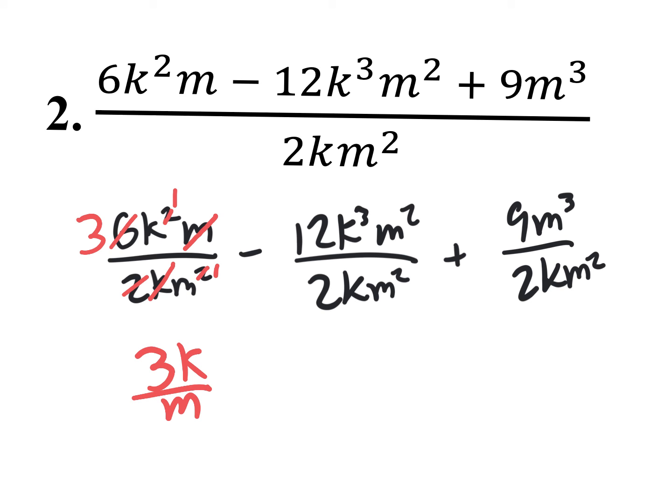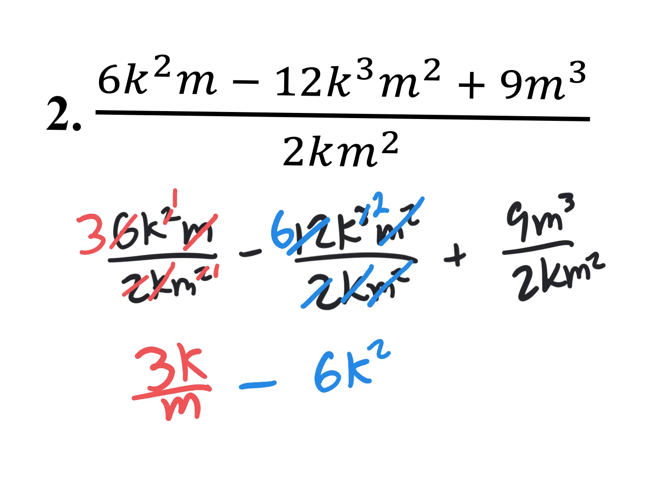The middle fraction, 12 divided by 2 is 6. This k on the bottom completely cancels out with one of these three, leaving you two k's left up on top. All two m's cancel with all two m's. So on the second fraction, I have a minus 6k to the second over nothing. So I could put over 1, or I could just leave it like that.